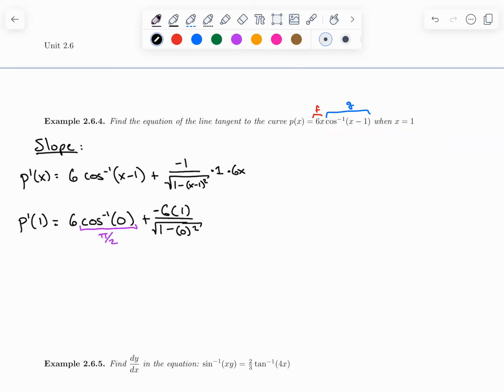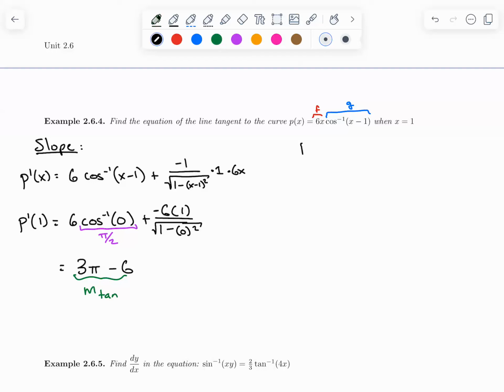So what we end up with is 3 pi minus 6. Yes, the great slope of 3 pi minus 6, m tan. Perfect. Beautiful. Hey, it's just a number.